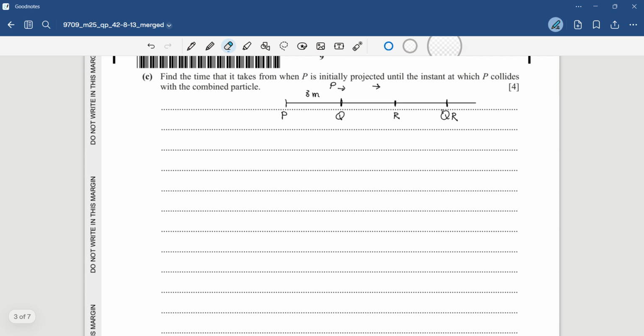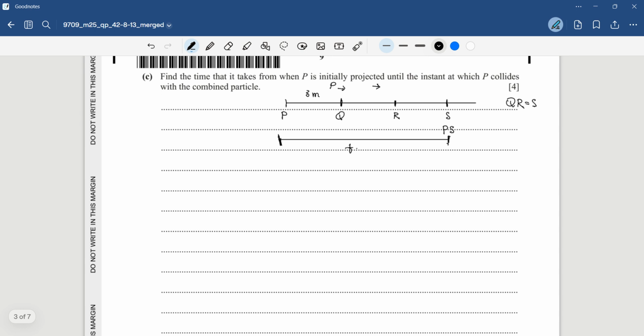Okay, so let's say at somewhere around this point the QR coalesce. Let's assume the particle that coalesced QR is S. Okay, so here is S. At this point P and S collide. So we need to know what is the time for it to collide, from here until here. This is what they're asking for, the total time.